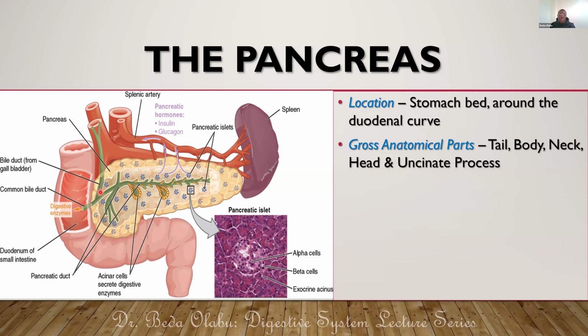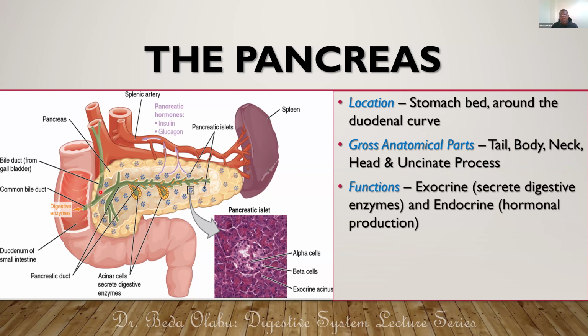So when we do cross-sectional imaging, like CT scan or MRI, and we're coming from up, we'll start sectioning the tail before we section the body and then the head. And finally, the uncinate is the last thing we section.